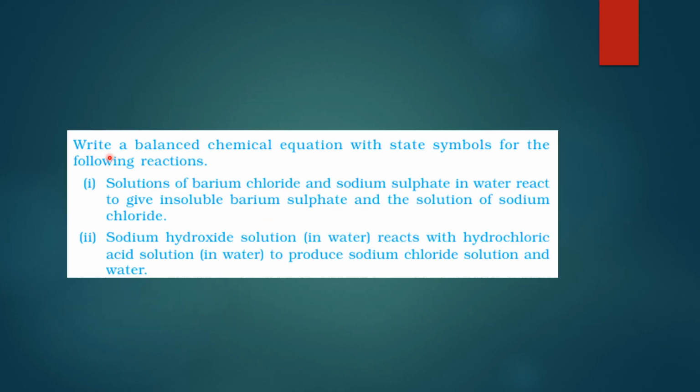Now, similarly, another kind of question you may face in the exams, this is the way it is written, it will be given in the form of sentences. So like first one is write a balanced chemical equation with state symbols for the following reactions. So state symbols also we have to mention whether it is solid, liquid, aqueous, gaseous, all these things we need to mention. So the question says like solutions of barium chloride and sodium sulfate in water react to give insoluble barium sulfate and the solution of sodium chloride.